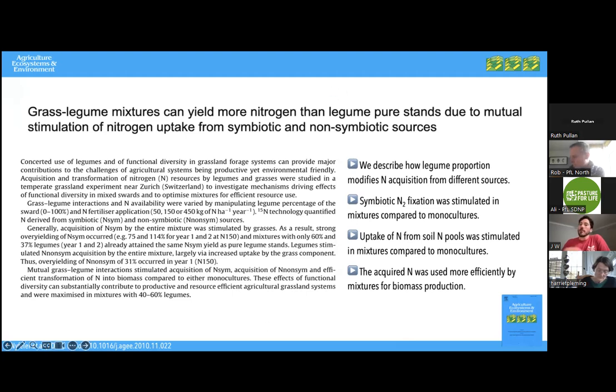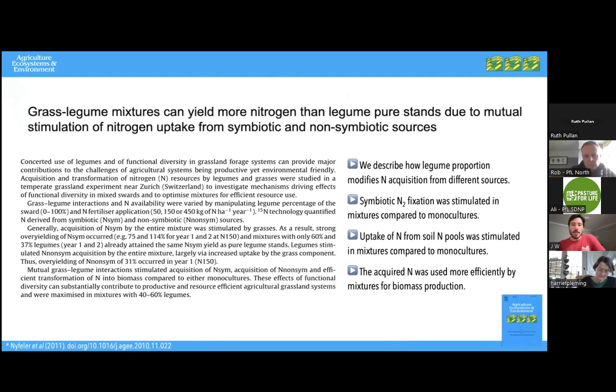We describe how the legume proportion modifies the nitrogen acquisition from different sources. So increasing the legume ultimately helps to increase nitrogen access. But they demonstrated here, quite interestingly, that it was the symbiotic nitrogen fixation from the legumes that was stimulated or enhanced in the mixtures as compared to the monocultures.